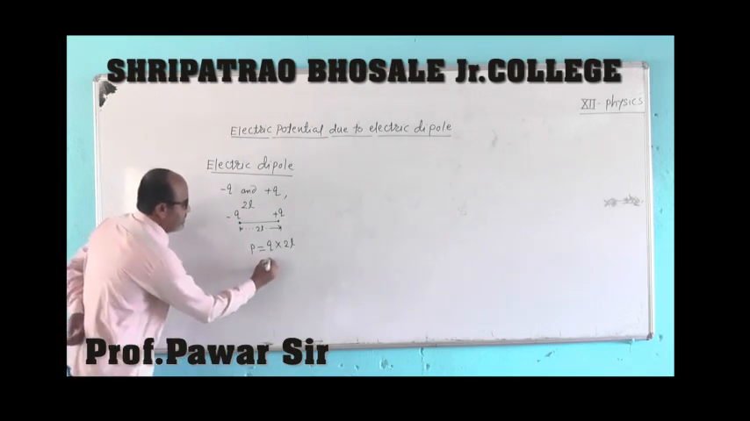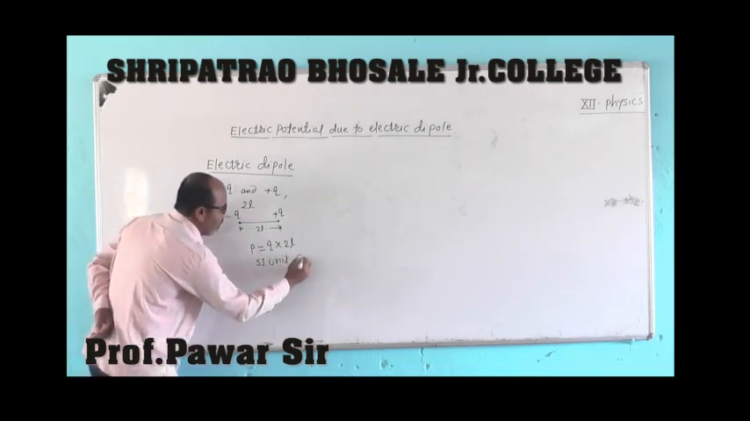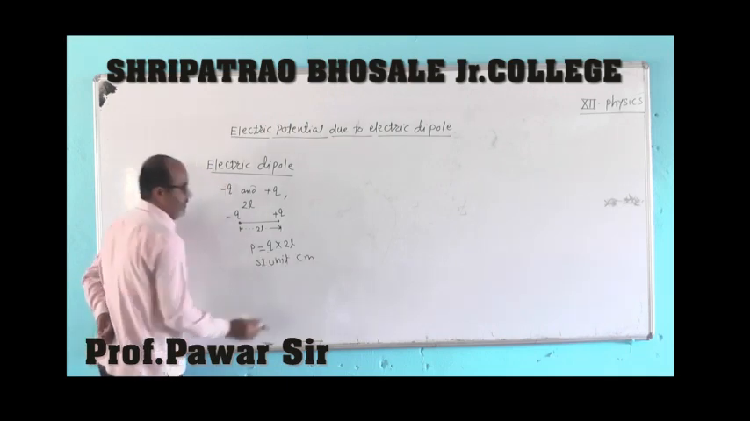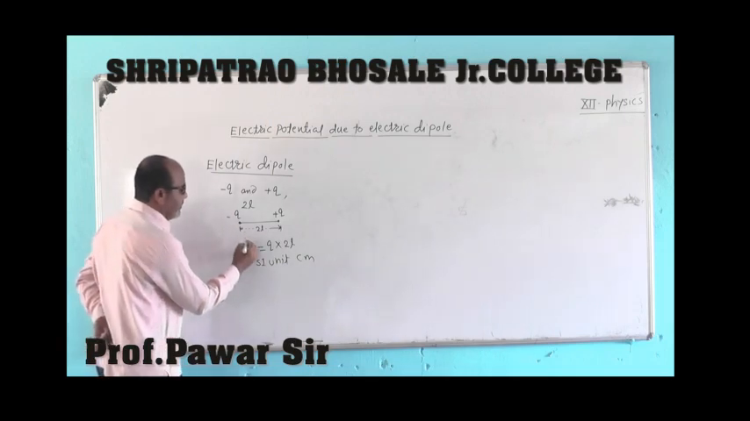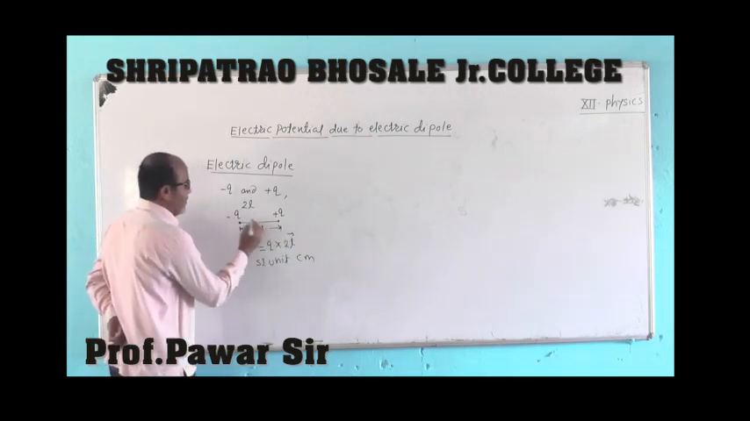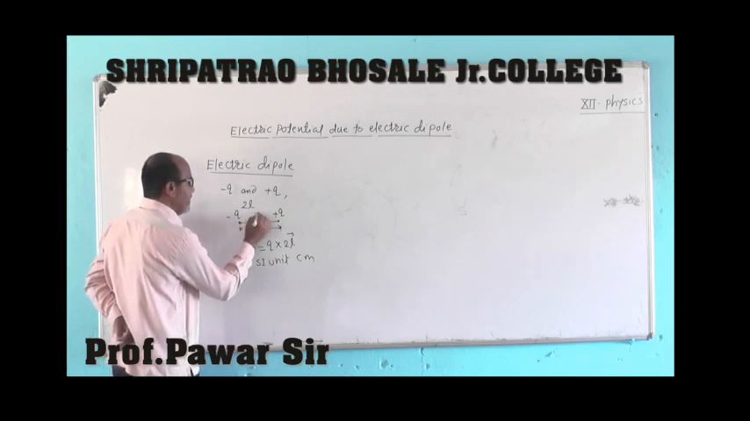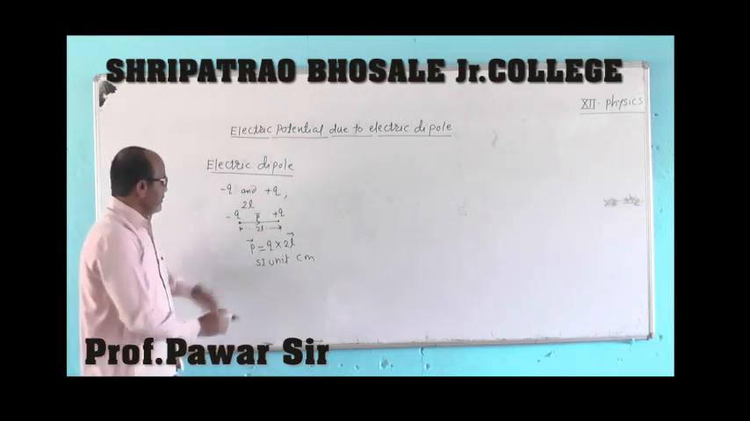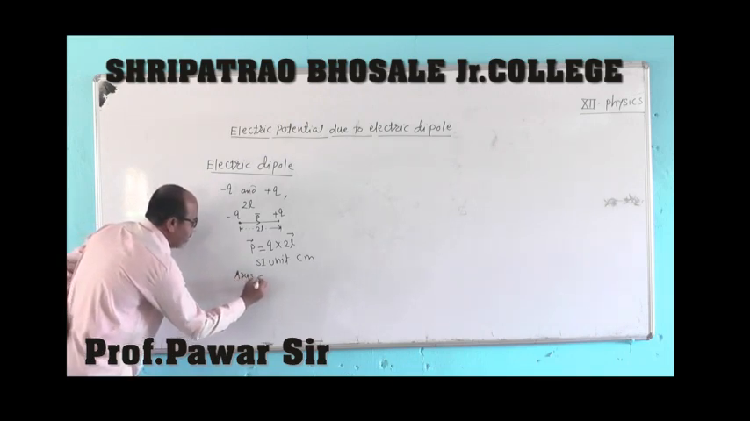Its SI unit is coulomb meter, and it is a vector quantity directed from minus q to plus q. This is p bar. Then we will define the axis of dipole.